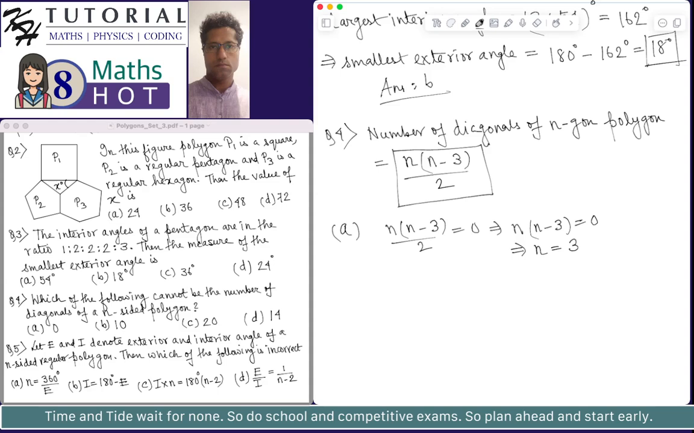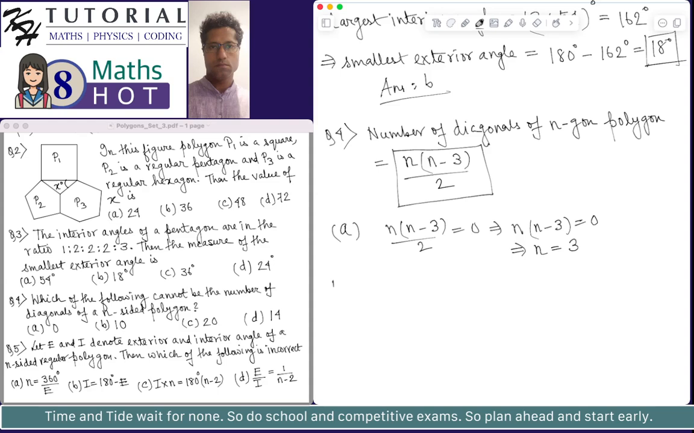So choice A, 0 diagonals, is a valid number of diagonals, because we know that a triangle does not have any diagonals. So the number of diagonals of a triangle is 0. So choice A is not an incorrect choice, it is a correct choice, because for a triangle, n is equal to 3.